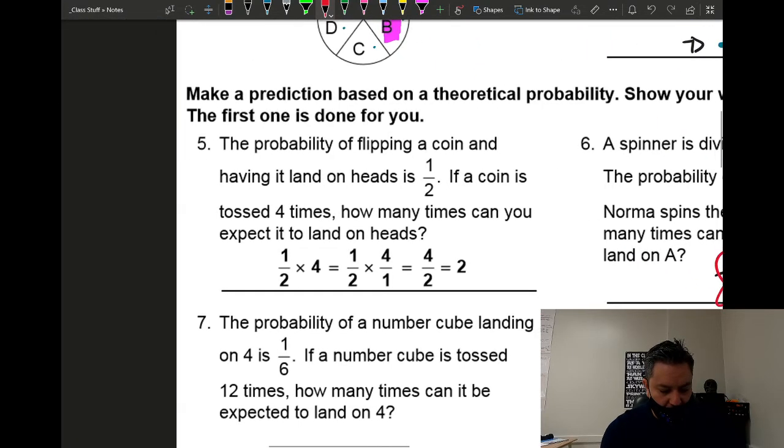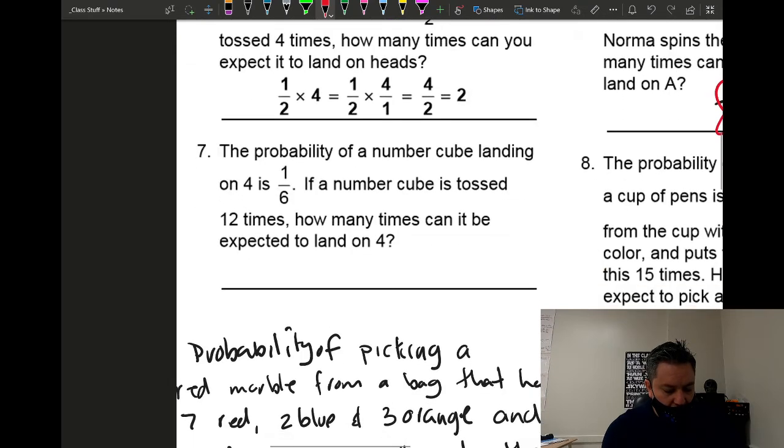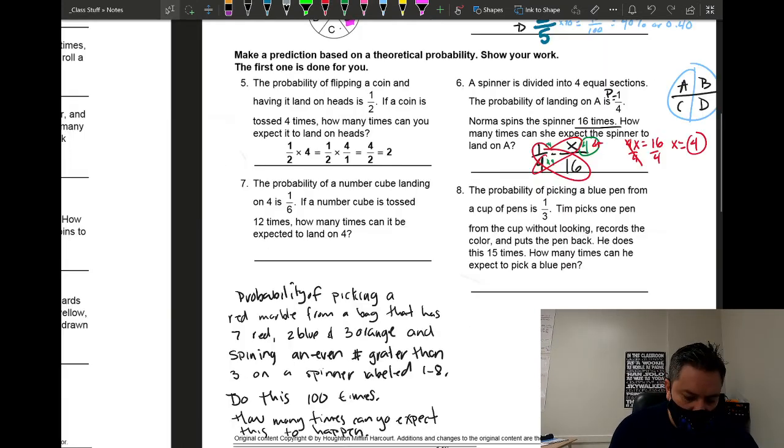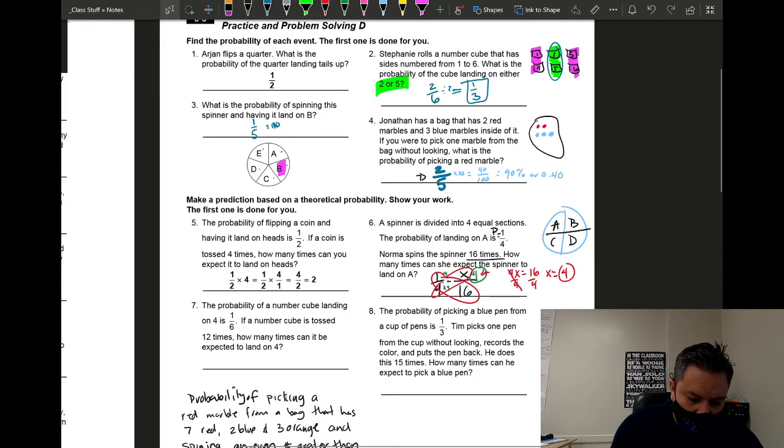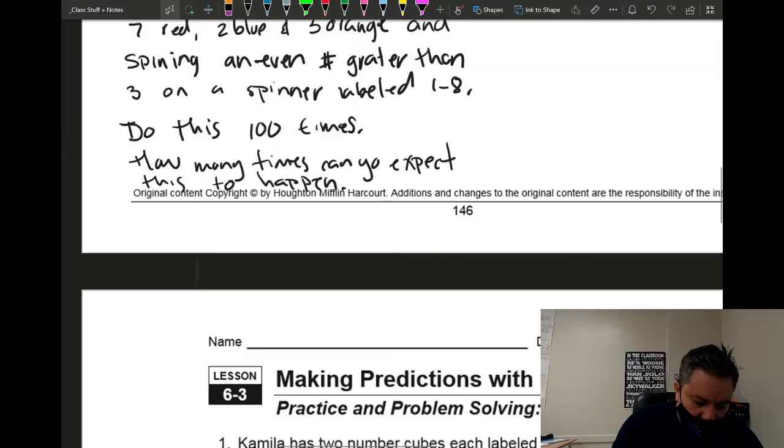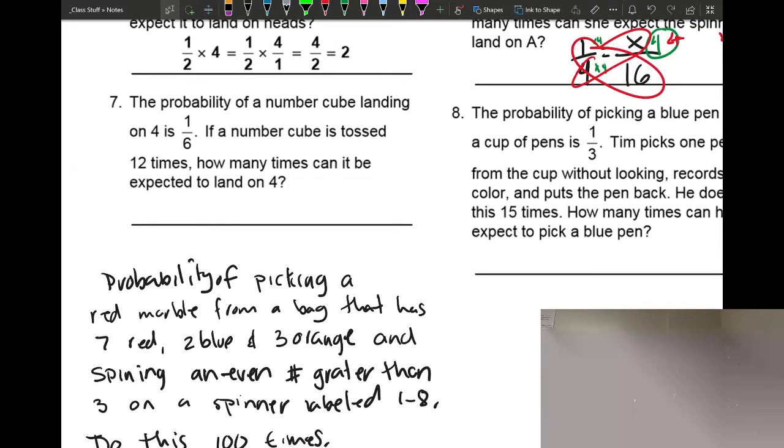Number 7. The probability of a number cube landing on 4 is 1/6. And that is true. They already give you the probability. If we look at the number cube right here, I have only one 4. 1 out of 6, right? So it's the same thing. The probability is going to be your first fraction, 1/6.